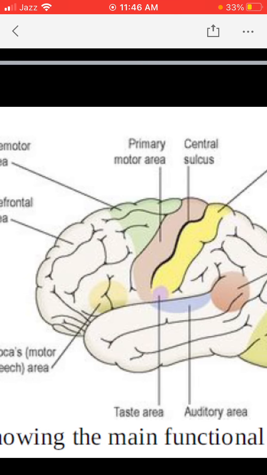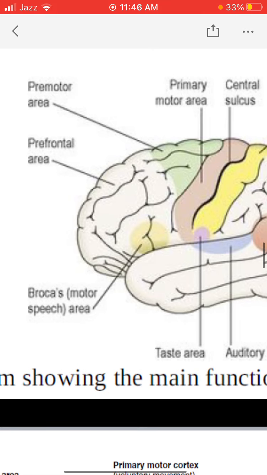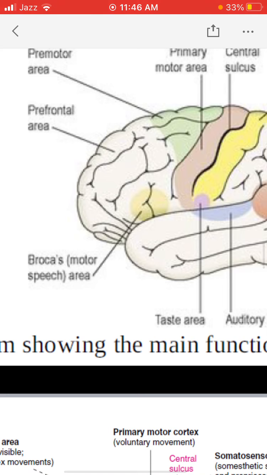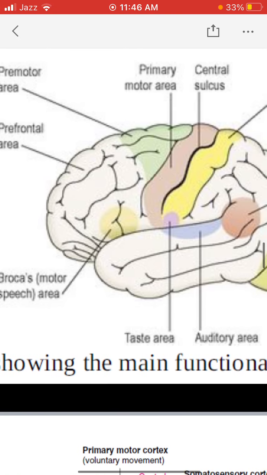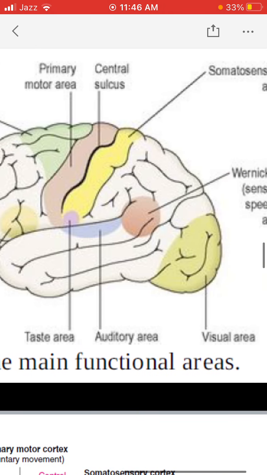Then we have another motor area, that is the Broca's area. Here you can see the Broca's area, which is the motor speech area. So this area controls all the muscles that are needed for speech, right? We have discussed the primary motor area and the Broca's area. Now coming towards the sensory areas of the cerebral cortex.